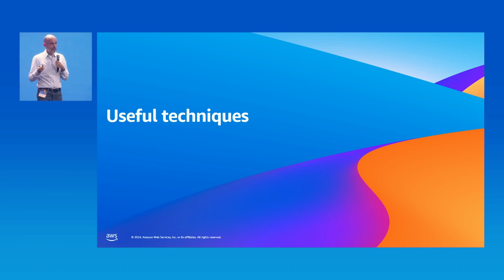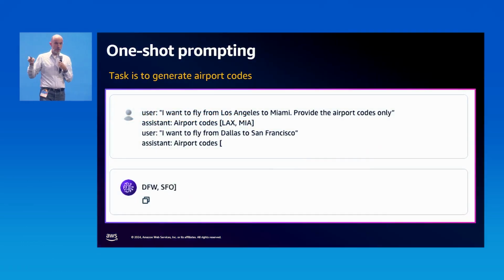One of the earliest discovered techniques is called one-shot prompting, which essentially boils down to giving the model an example of what you're looking for. For example, here, we want to generate airport codes out of text. So we might start with an example of what we are really looking for. And the example is, "I want to fly from Los Angeles to Miami, provide the airport's code only." And we are already giving the expected results for this particular example, which is LAX and MIA for those 2 airport codes.